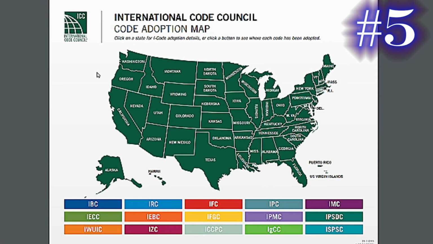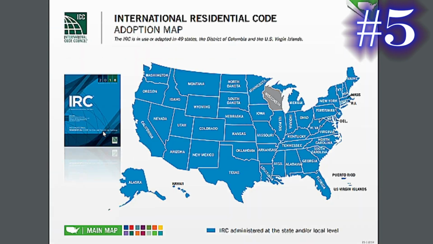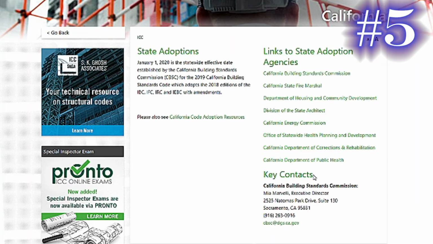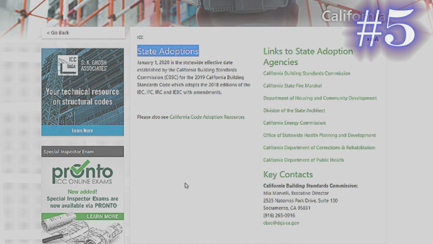Finally, you can download this PDF, courtesy of ICC, which has the interactive and hyperlinked states map. If you click on the state you are in, it takes you to an informational page containing your state agency contacts and a summary of the adopted codes by the state.